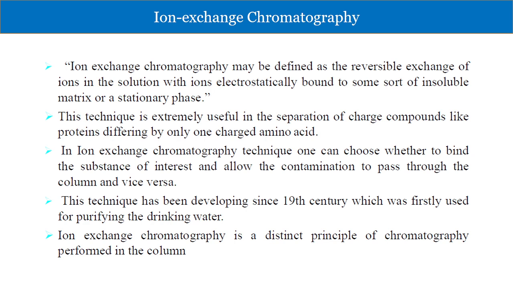And in the ion exchange chromatography technique, one can choose whether to bind the substance of interest and allow the contaminants to pass through the column, or vice versa. Say you have an anion exchange chromatography where you have negatively charged molecules bound to the matrix and your protein is positively charged, so only your protein binds but others do not. In that manner you can just remove the contaminants.